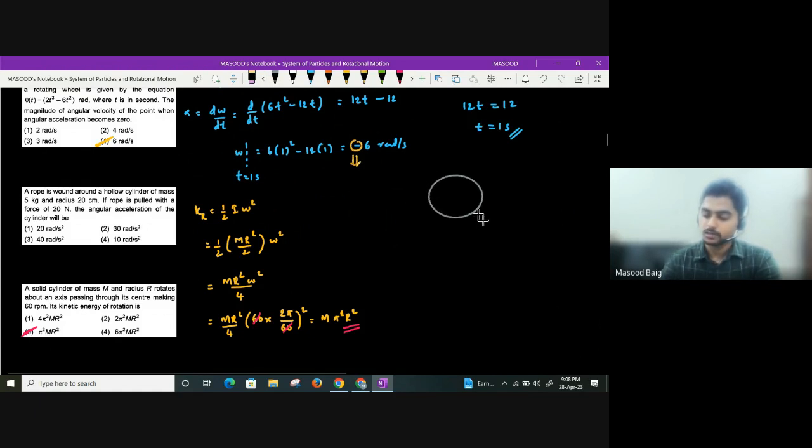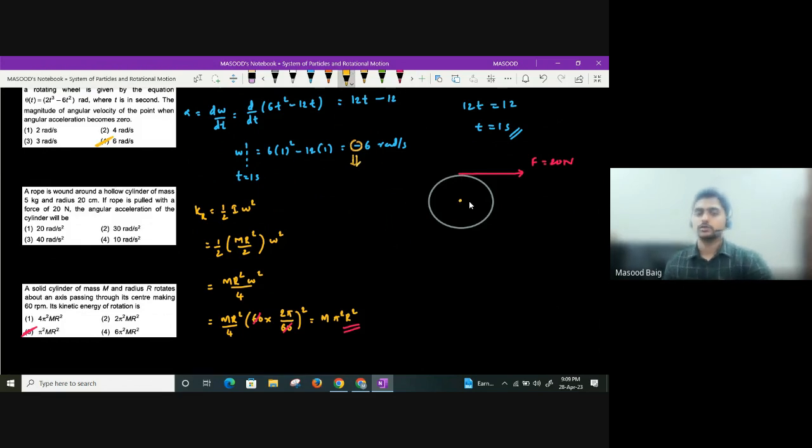Very important case, guys. You consider there is some hollow cylinder. Now what has happened to this hollow cylinder? A certain rope is wound all over it. And what we are doing, we have applied a certain force. The rope is being pulled, guys. So at one end, tangentially you are applying a force. How much is it? 20 Newton. They're asking what is the angular acceleration.